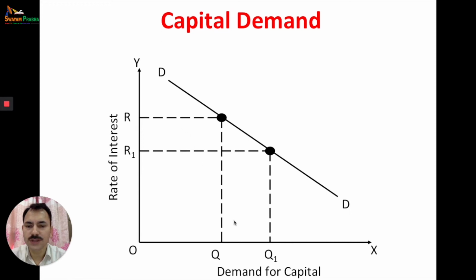The higher the rate of interest OR, the lower the demand for capital OQ; the lower the rate of interest OR1, the demand for capital increases from OQ to OQ1. The downward slope of the demand curve shows the inverse relationship between these two variables. If the rate of interest increases, for example here to R2, then the quantity demanded or demand for capital decreases. And as the rate of interest decreases, the demand for capital increases as per the classical theory.